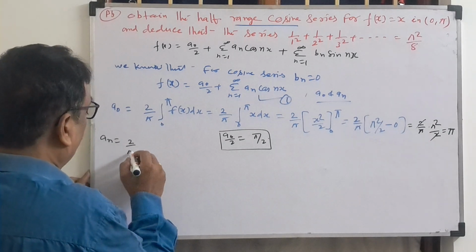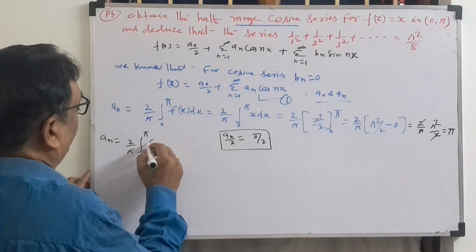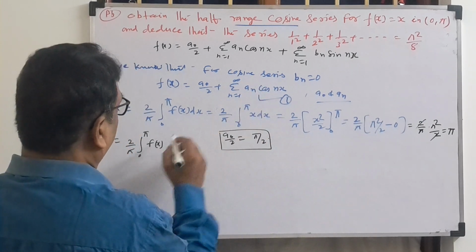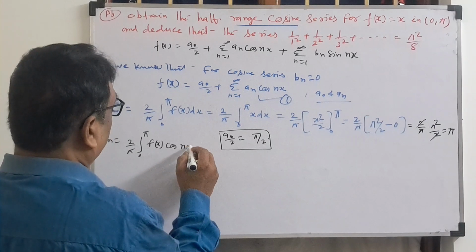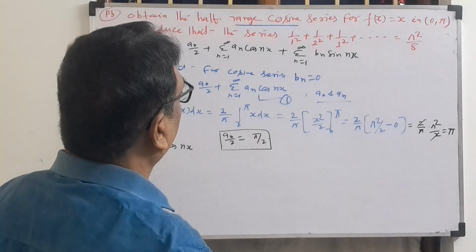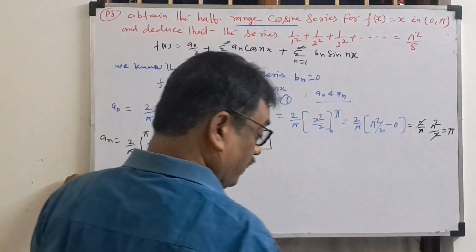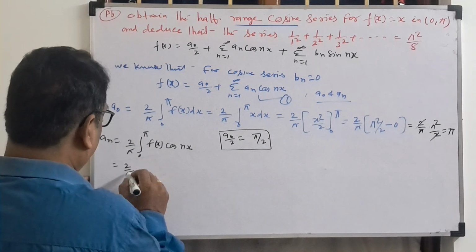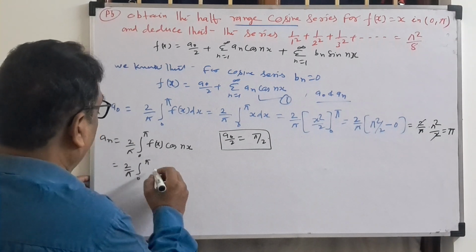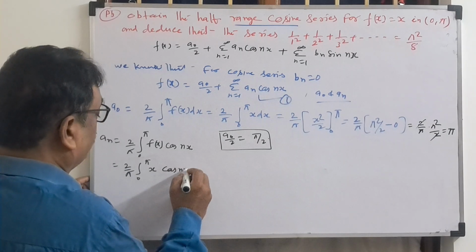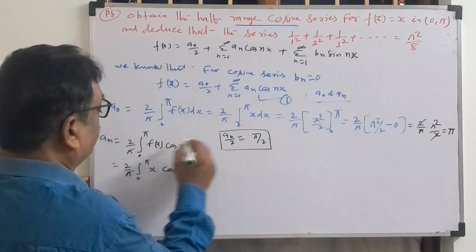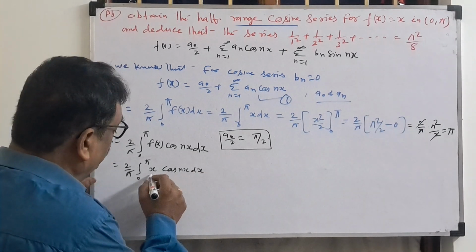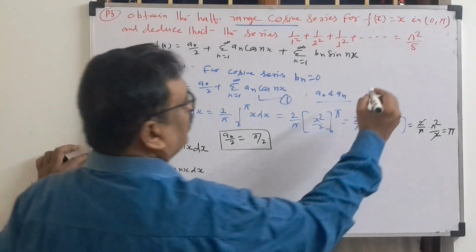Similarly we will write 2 by pi integral 0 to pi f(x) cos nx dx. This is how you find an, with cos nx. Now we will substitute the value here: 2 by pi integral 0 to pi, f(x) is x, so x cos nx dx, because integration is there, so dx must be there. Now you look here, two terms, u and v.